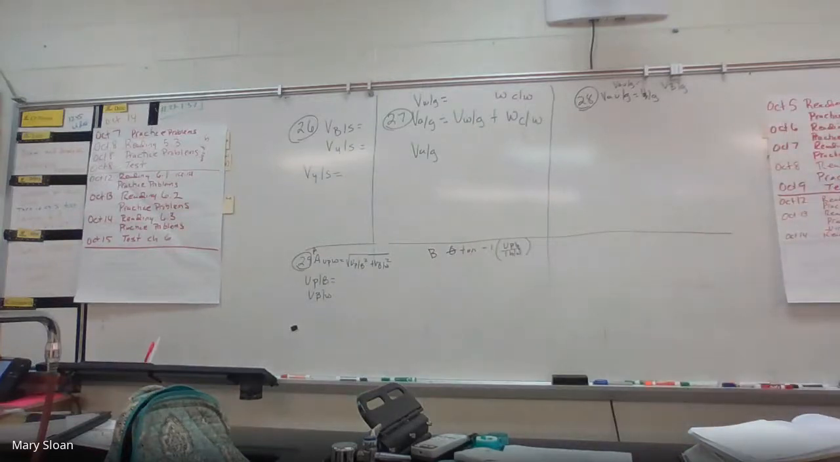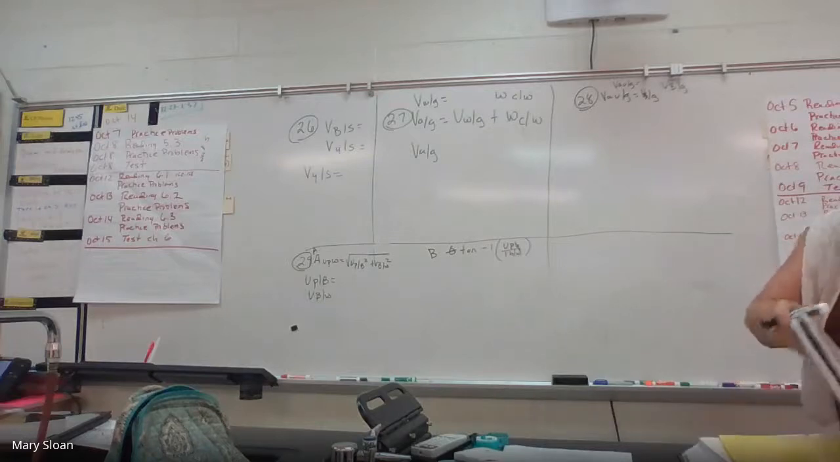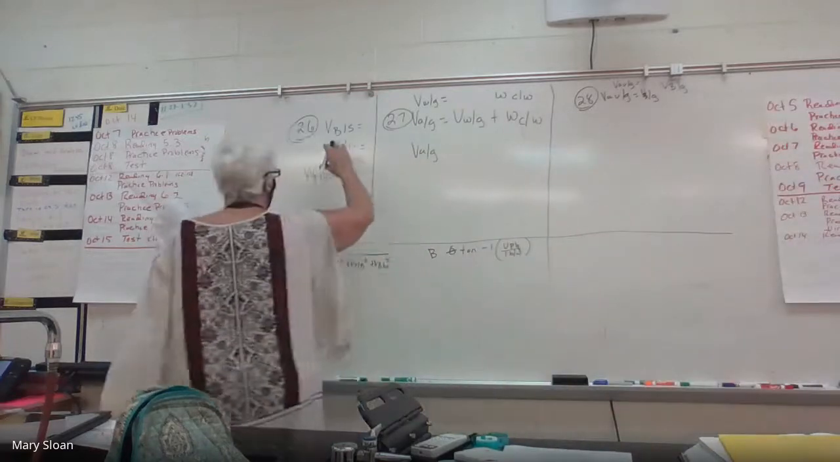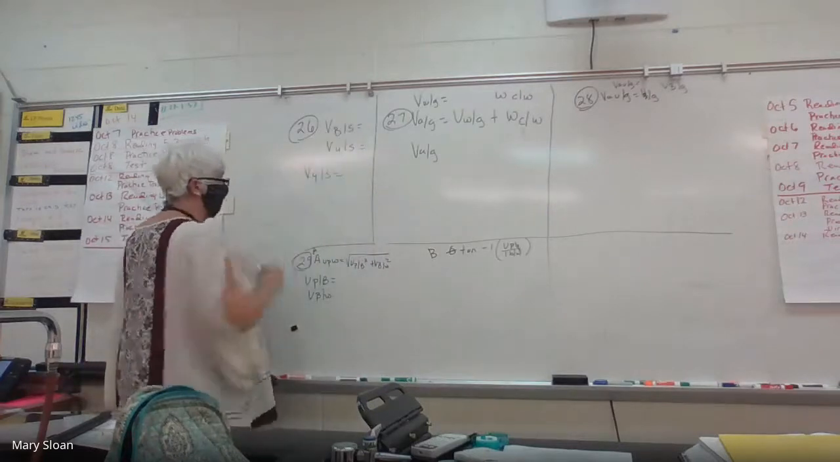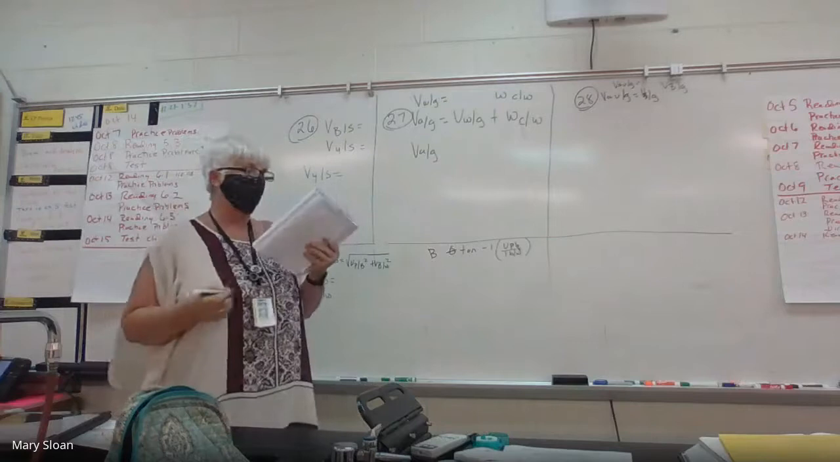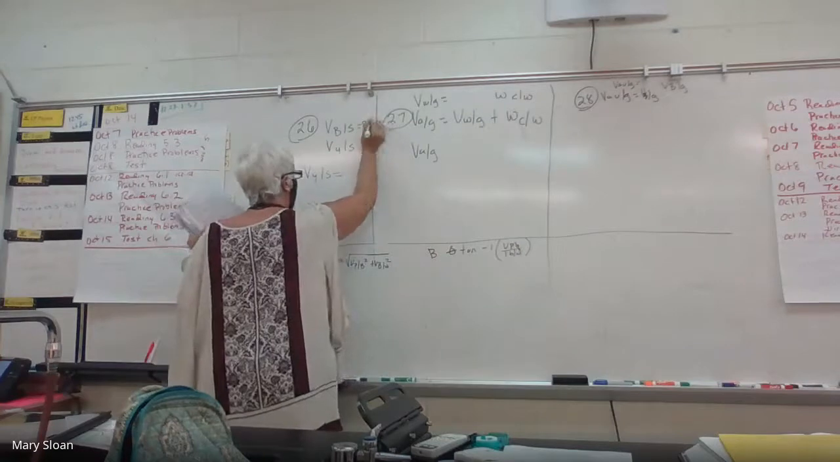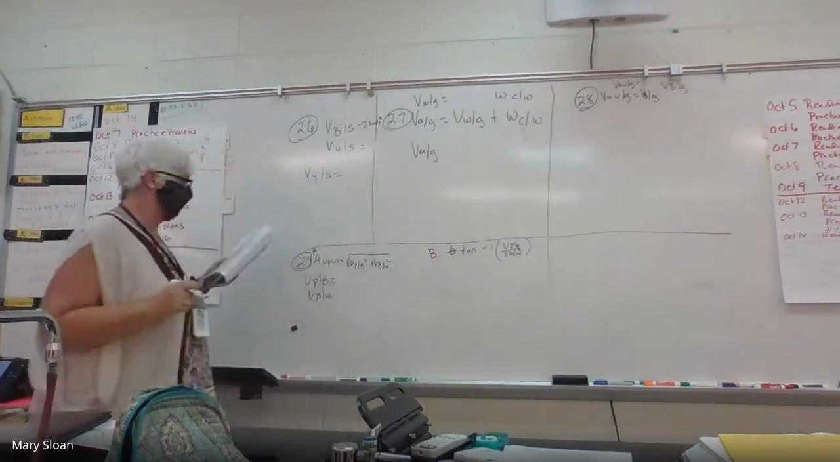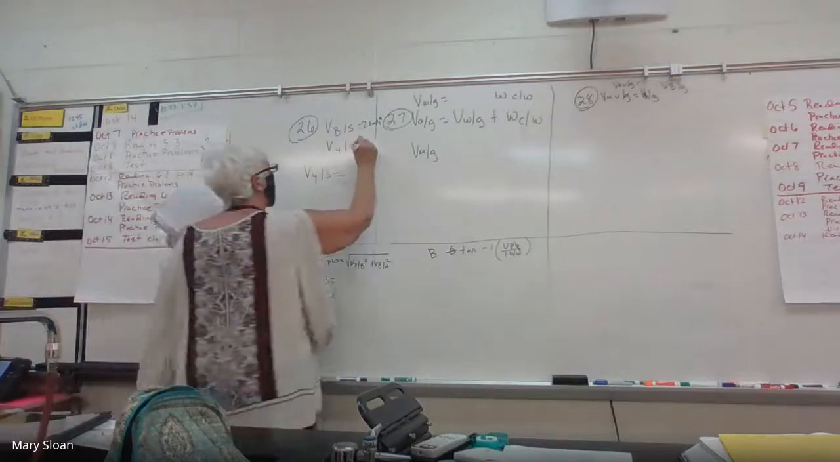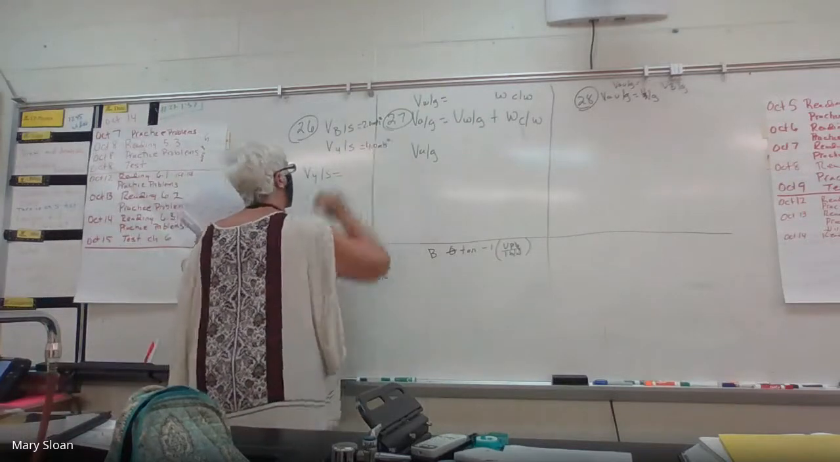Number 26 says, you are riding in a bus, moving slowly through heavy traffic at 2 meters per second. You hurry in front of the bus at 4.0 meters per second relative to the bus. What is your speed relative to the street? Based on that, what did it say the velocity of the bus was? 2.0 meters per second, right? Okay, how about your speed? 4.0 meters per second.